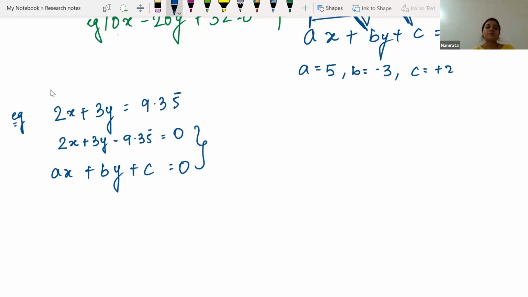Now the signs can be anything, positive or negative, we are not worried about that. The question also says, after writing it in the standard form ax + by + c = 0, find the values of a, b and c. So how will you find the value of a, b and c? Do we need to do any calculation over here? Not at all. We will just be comparing. At the place of a in our question, 2 is there, so we will say the value of a is positive 2.